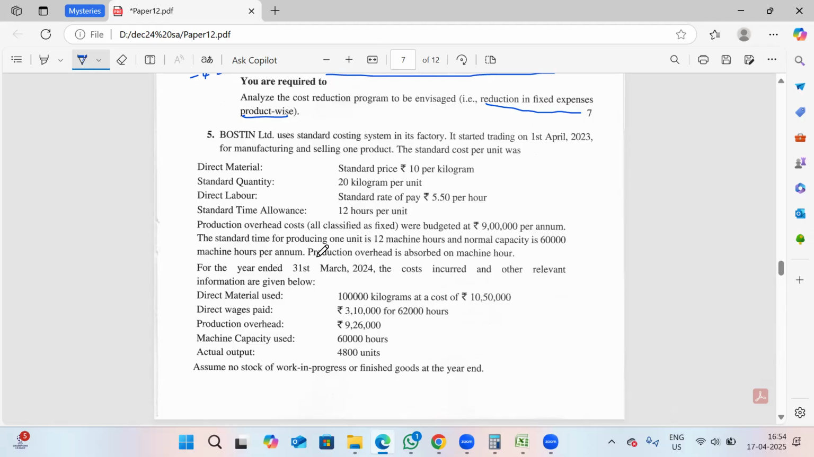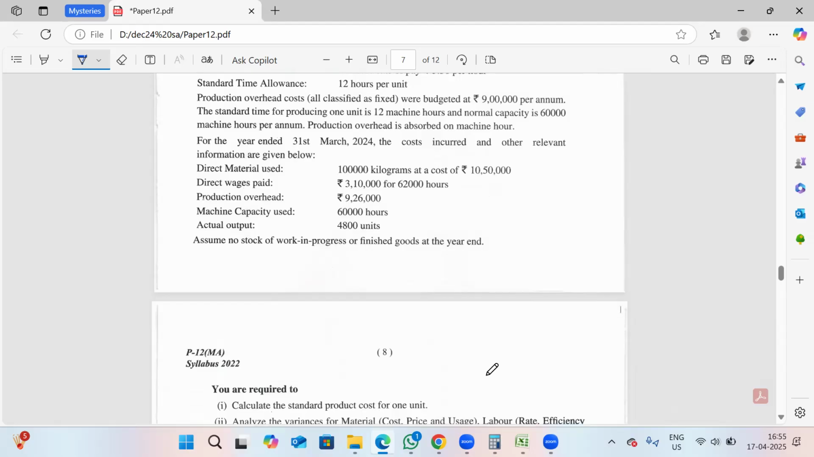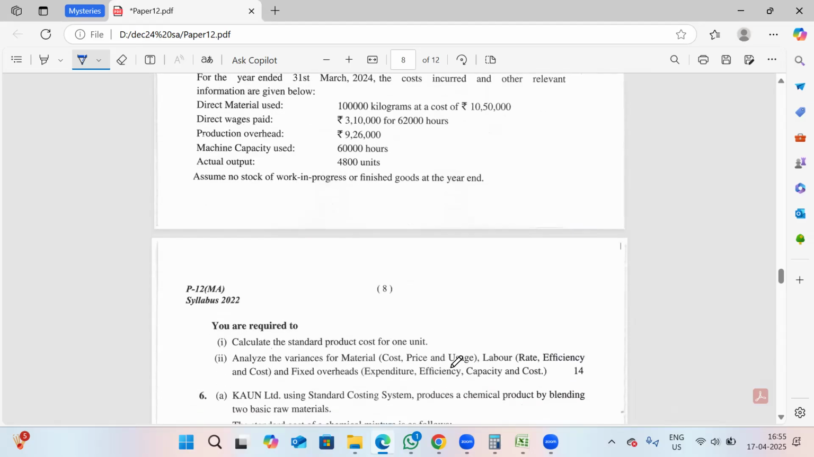The standard time for producing one unit is 12 machine hours and normal capacity is 60,000 machine hours per annum. Production overhead is absorbed on machine hours. For the year ended 31st March 2024, the costs incurred and other relevant information are given below. Direct material used 1 lakh kilograms at the cost of 10 lakh 50,000. Wages, production overhead, machine capacity used, actual output 4,800 units. Assume no stock in work in progress or finished goods at the year end. You are required to calculate the standard product cost for one unit.